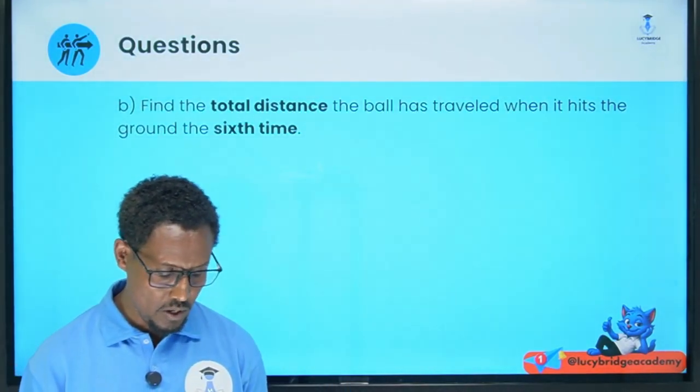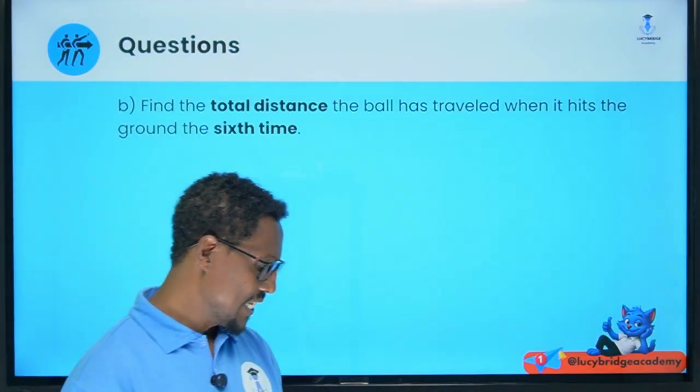On the same question, find the total distance the ball has traveled when it hits the ground 6 times.